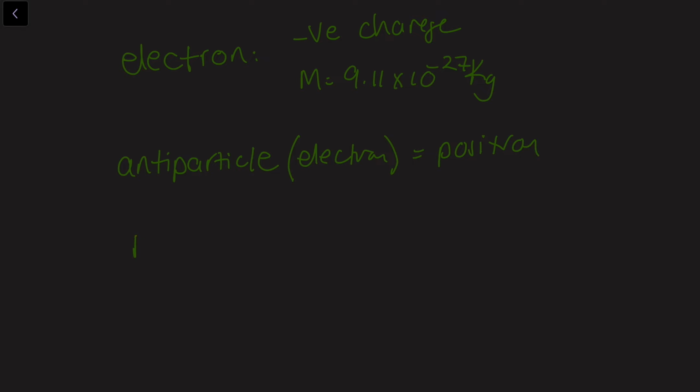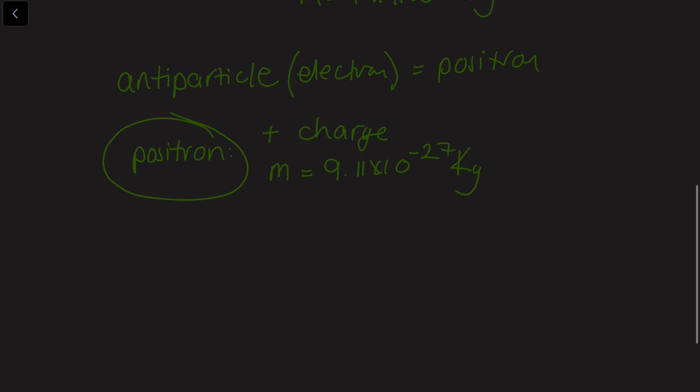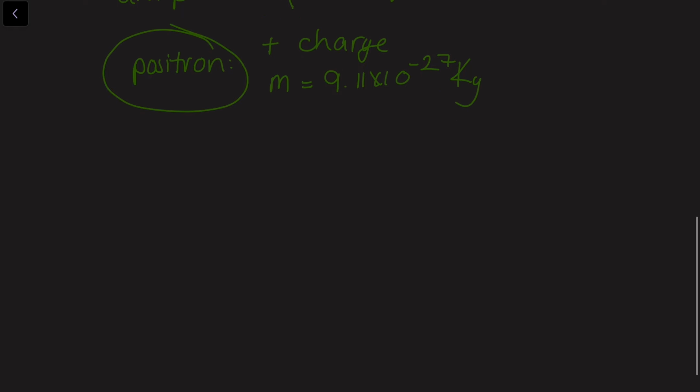So, what do we know about the positron? Well, a positron is like this. It will have a positive charge, but it will have an equal mass as the electron. So I have 9.11 multiplied by 10 to the power of minus 27 kilograms. Okay, and we actually use this in real life in something called a PET scan. You might have heard of it.